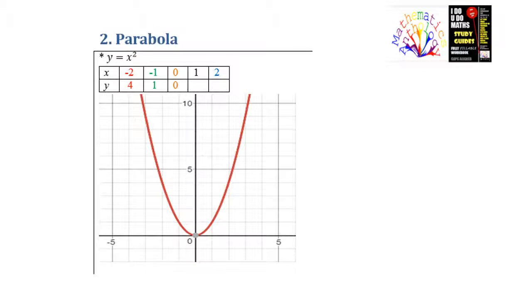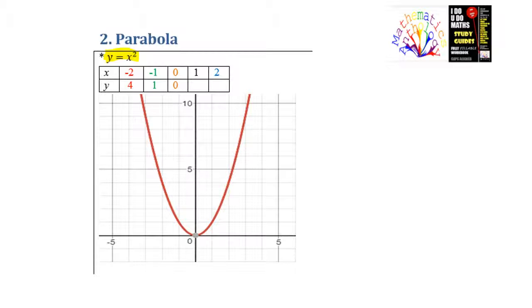Let's now look at parabolic graphs or the parabola. We are given here y is equal to x squared. Now, a parabola graph is identified by the highest power in the graph being squared, usually x squared. So, in this case, y is equal to x squared. We are going to draw this graph using the table method.